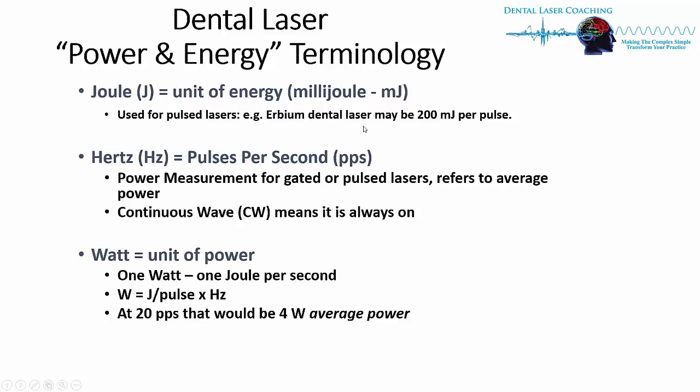So if we wanted to calculate, for my example here where we had 200 millijoules per pulse at 20 pulses per second, that would be 4 watts of power, because we take the millijoules that we have times the hertz, and we get 4 watts of power. And the spot size. Again, this is a lot of times determined in dental lasers with the fiber selection or the tip size selection. And these are the crucial components.